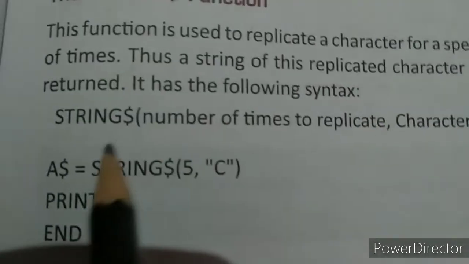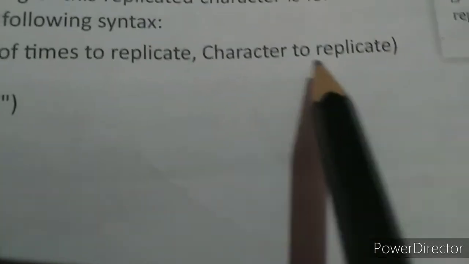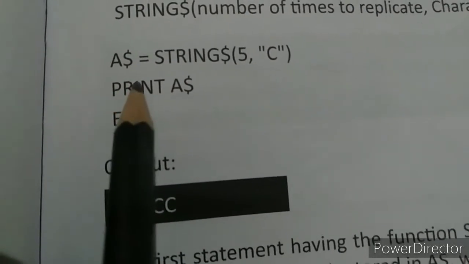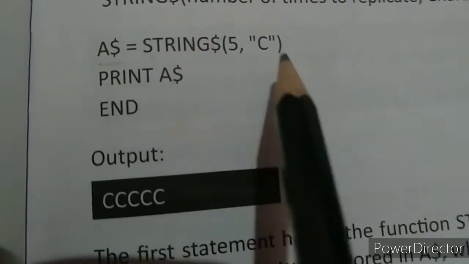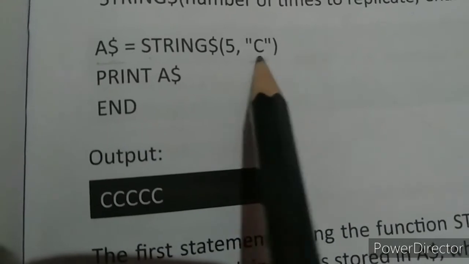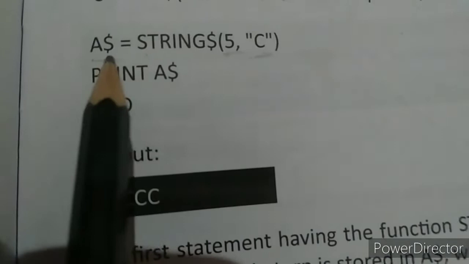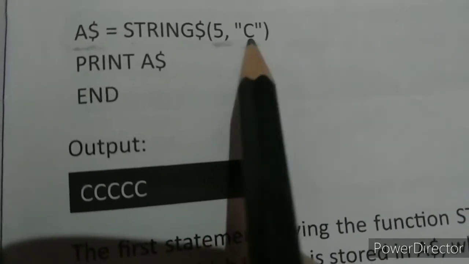It has the following syntax: STRING$, number of times to replicate, and character to be replicated. So this program will make you understand how it works. Suppose you have to make a string of character C which has 5 times repetition of C. So how does it work? The string will be stored in A$. So STRING$ 5 times, and which character? C. So this is how you have to write this.